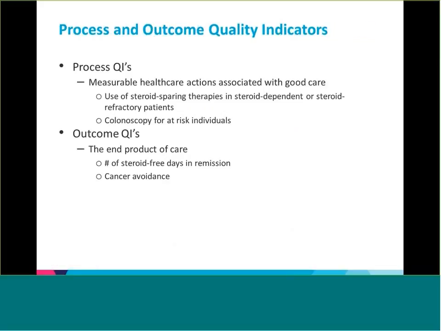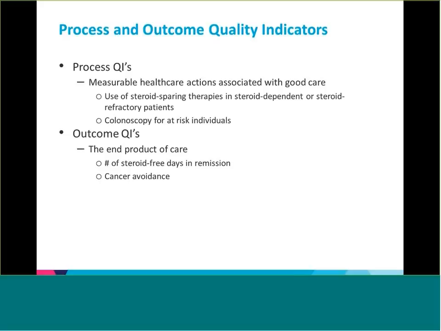So we're going to move back a little bit to those Donabedian process measures and think about outcome quality indicators as well. And I sort of glossed over it to begin with. A process quality measure would be a measurable healthcare action associated with good care. I kind of described this before and used that same example of steroid-sparing therapies.